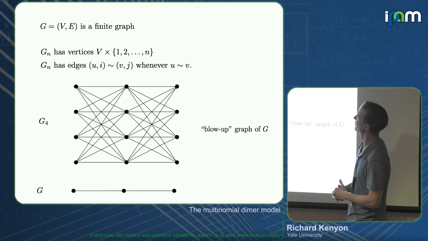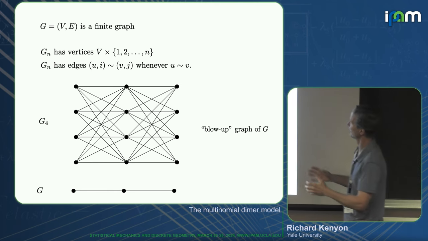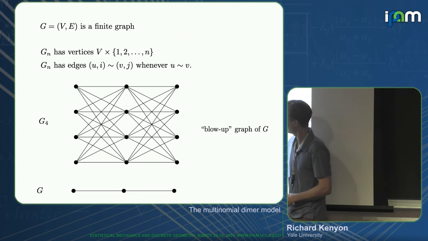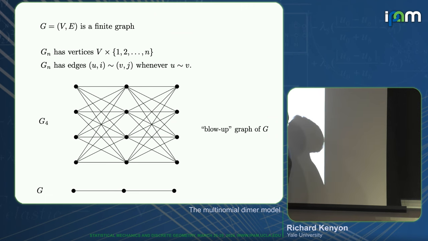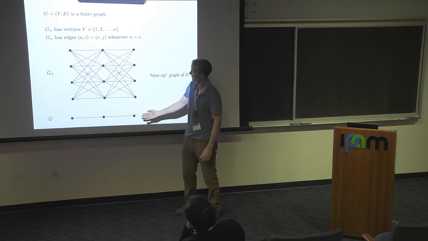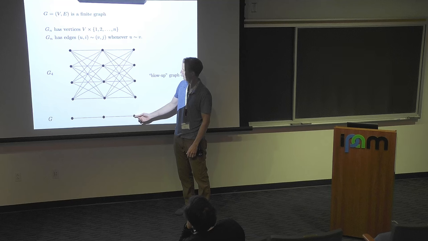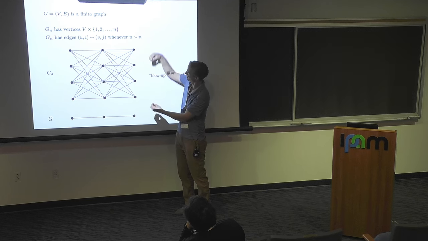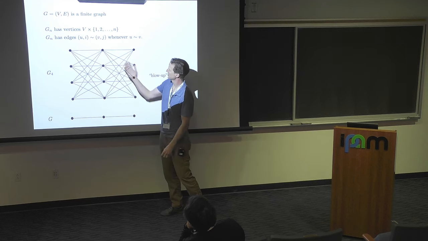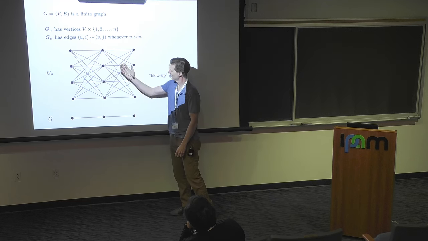I'm going to start with G, just a finite graph. For the most part, eventually I want it to be infinite, but let's just start with a finite graph. And I'm going to make a new graph. So let's fix some positive integer n, and I'm going to make a new graph G sub n, which is like the blow-up graph. And it's very simple. You just replace each vertex with n vertices. So each vertex of the original graph gets replaced with n vertices. I think of those as floating over the original graph. And then each edge just becomes a complete bipartite graph upstairs.